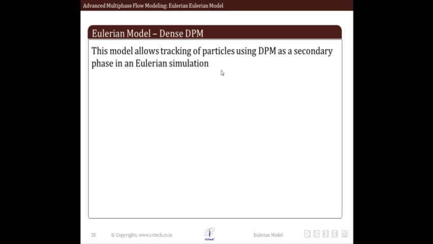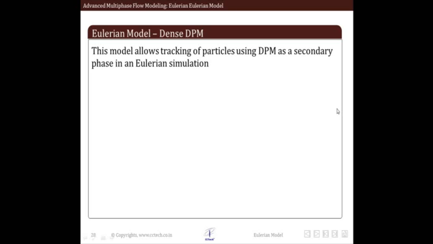In case the discrete phase volume fraction is high, but still we want to track particles, then what should we do? In such cases, we should use the Eulerian model and use the dense DPM model so that we can track the discrete phase as well as not have a problem with the limitation of the DPM model. So this is meant for such a condition where the discrete phase volume fraction is high, but still we want to track the discrete phase.